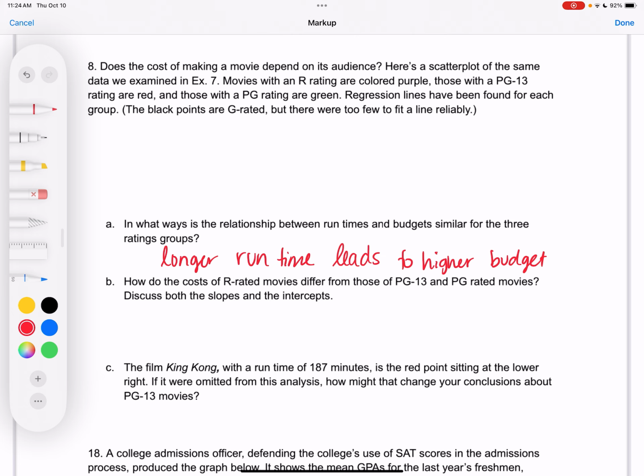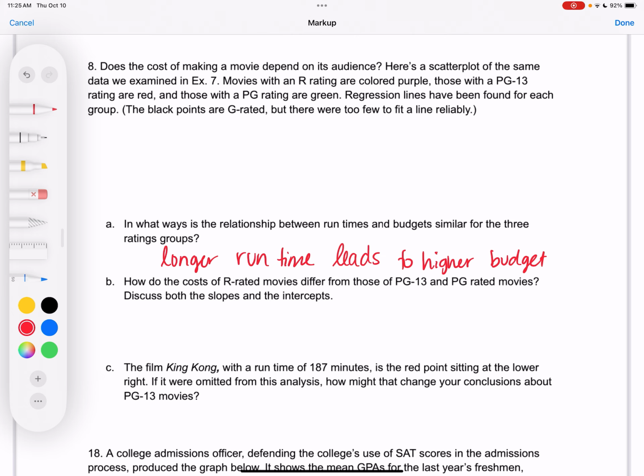All right. How do the cost of R-rated movies differ from those of PG-13 and PG-rated movies? Discuss both slopes and intercepts. It has like a lower line and stuff. Yeah, so the intercepts are different. That's like a huge one, which means that their starting budget is lower, right? Wherever the intercept is would be your starting budget.